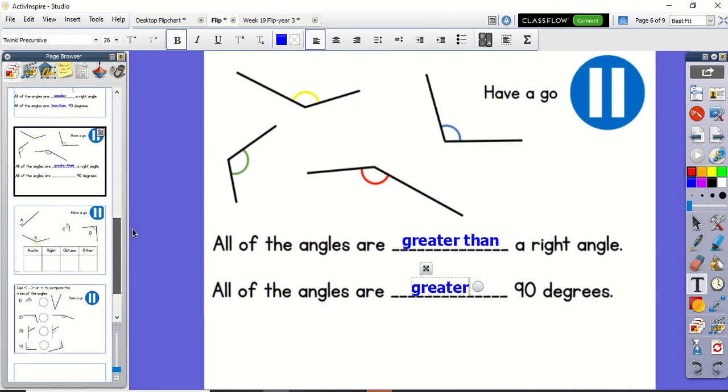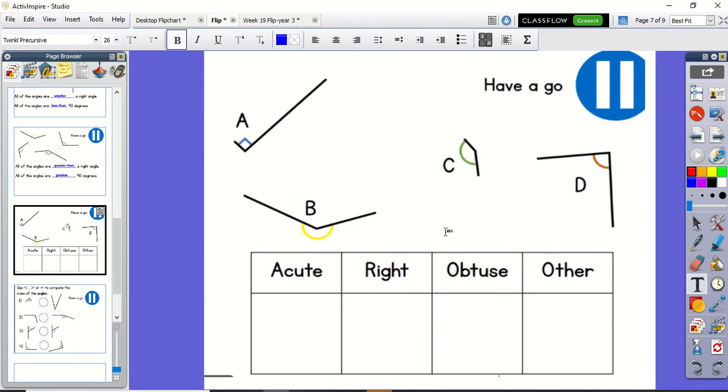Okay? Now then, let's see if we can sort these angles into the correct boxes. Have a go. And welcome back after the pause. So, easiest one that we can notice straight away is A. A has got a square for its angle, which means it's a right angle. It's a quarter turn. So right angle is A.